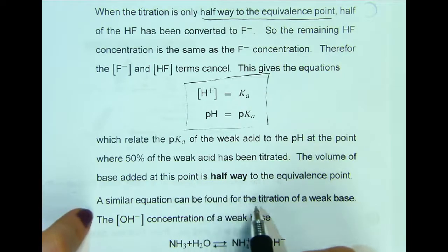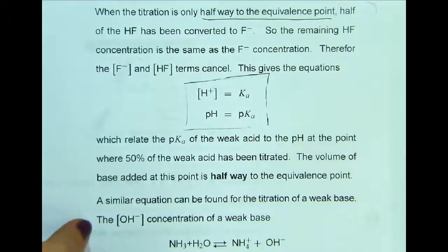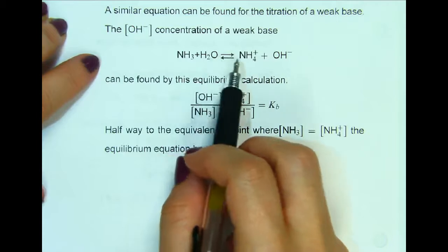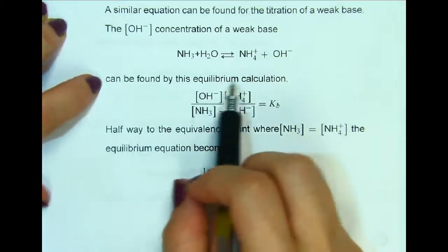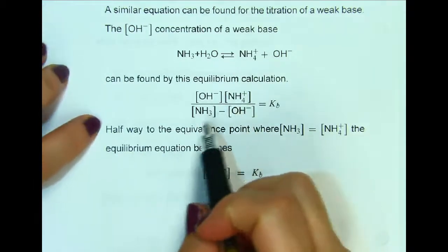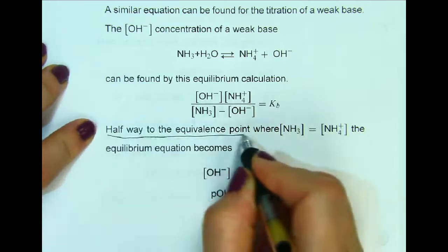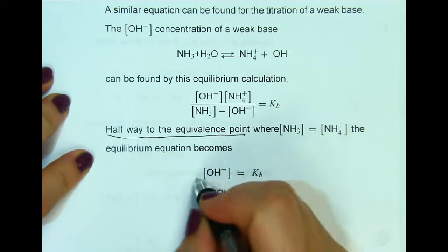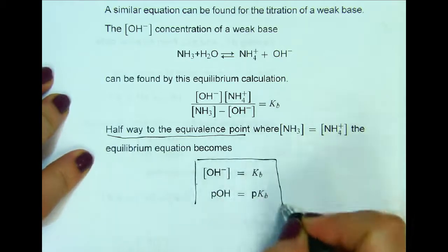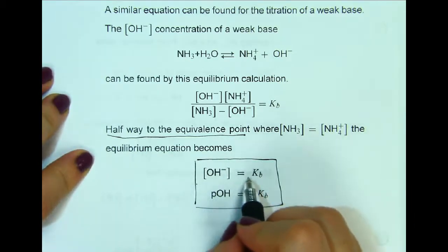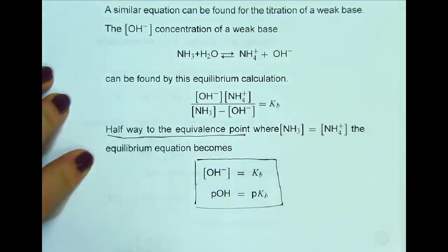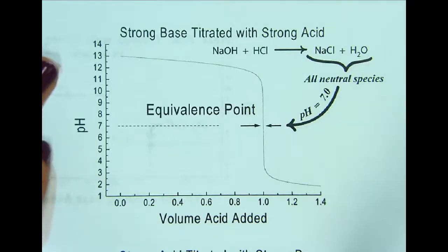A similar equation can be found for the titration of a weak base. The hydroxide concentration of a weak base, so ammonia plus water yields ammonium plus hydroxide, can be found by this similar equation. Halfway to the equivalence point, where ammonia is equal to ammonium, the equilibrium equation becomes the hydroxide ion concentration is going to be equal to the Kb, and the pOH will be equal to the pKb. Now we're going to look at some graphs, and you're going to want to make sure that you're familiar with them and be able to generally sketch them.